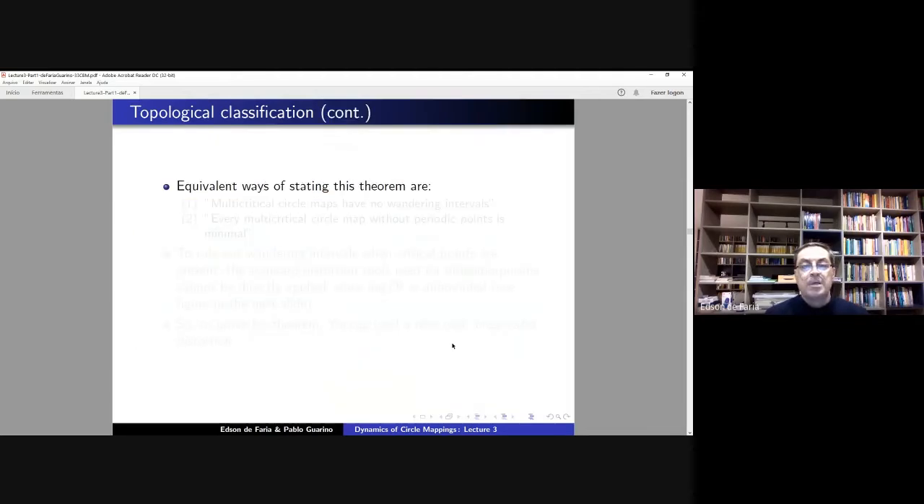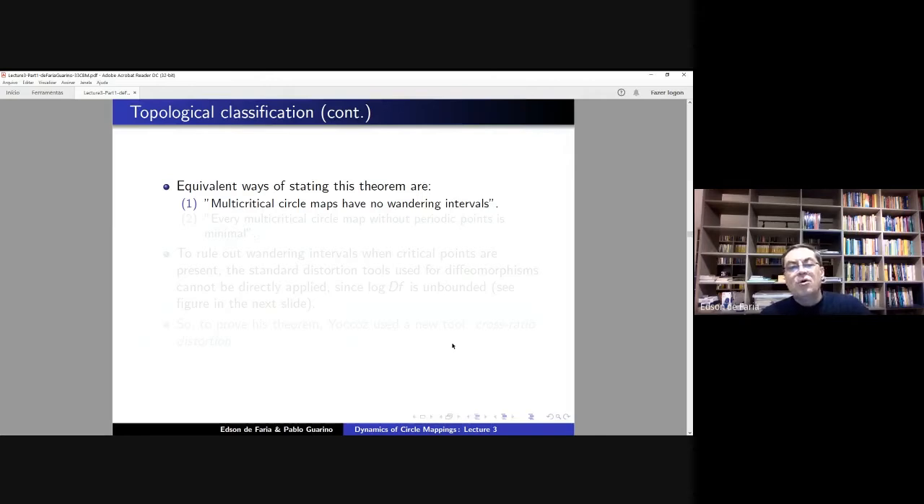Okay. Now, of course, there are equivalent ways of stating the theorem in words. So you can say just, multi-critical circle maps have no wandering intervals, because you know that if the omega limit set of the map is a Cantor set, then of course every component of the complement of this Cantor set, every open interval in the complement of this Cantor set, wanders under the map. So it's a wandering interval. Okay. So Yoccoz's theorem is showing that multi-critical circle maps have no wandering intervals.